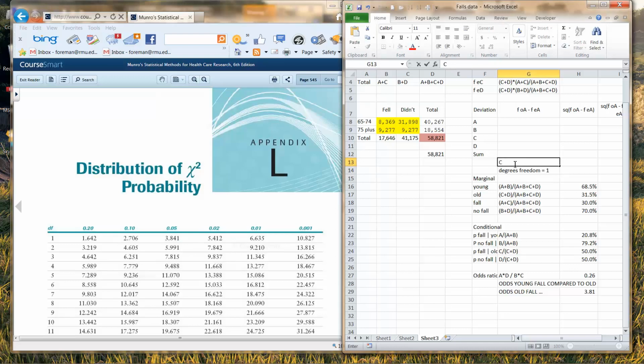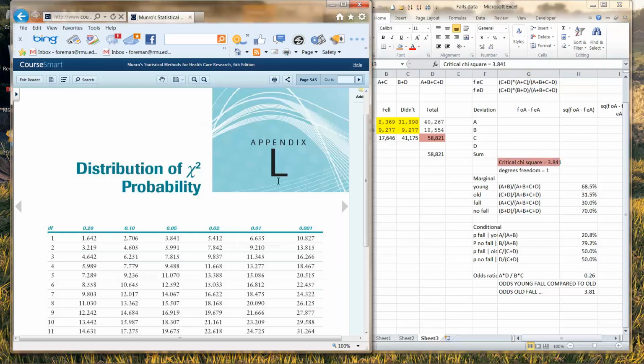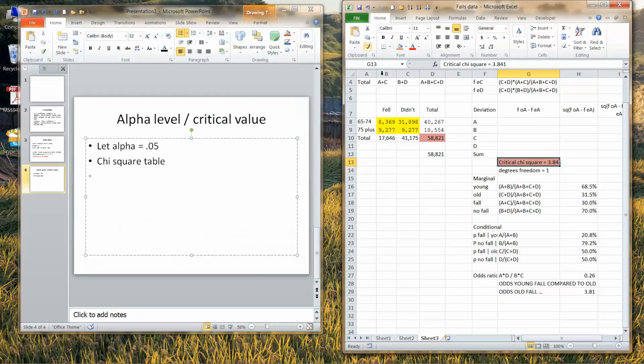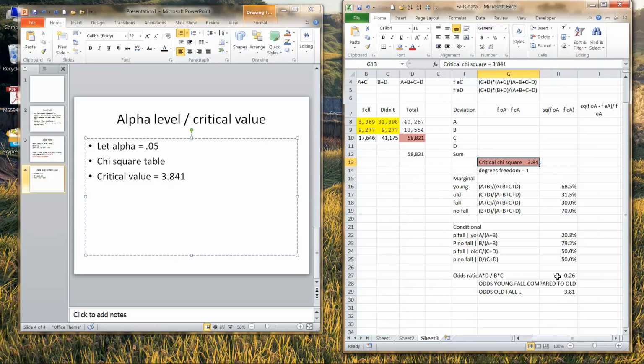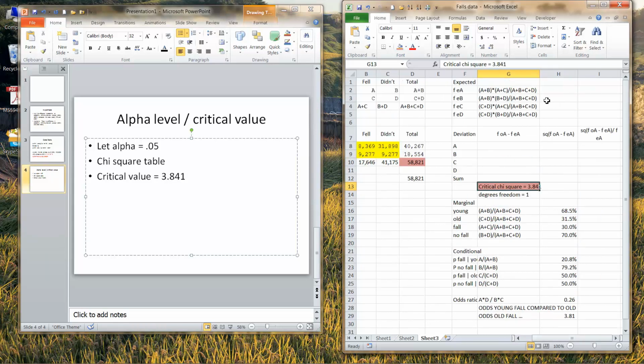So critical chi-square equals 3.841. Can highlight that. Okay, so let's compute our chi-square, our expected value, and then we'll compute our chi-square statistic. So we come over here.